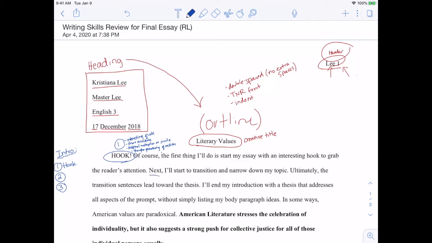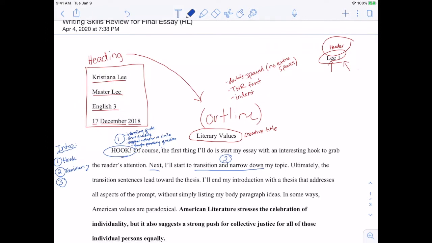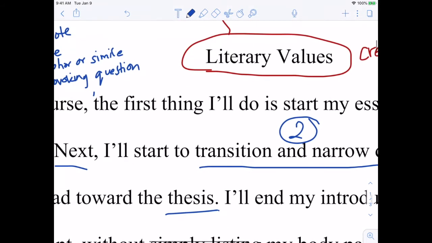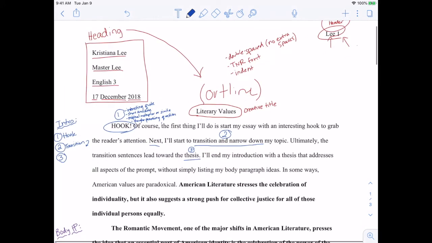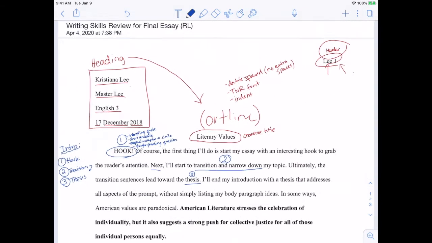Next, I'll start to transition and narrow down my topic. So that's the second thing I'm going to see. Ultimately, the transition sentences lead toward the thesis, and that's the third thing I need to see. Okay, so in your intro paragraph, you should have a hook, transition sentences which lead directly into your thesis, which of course is your most important sentence.